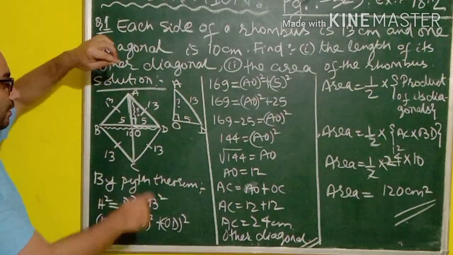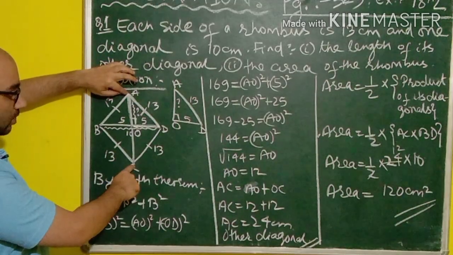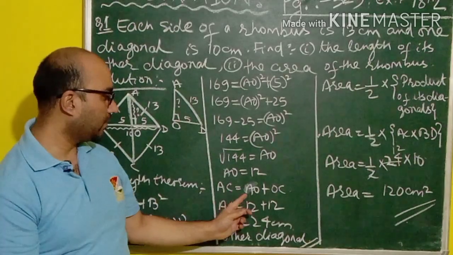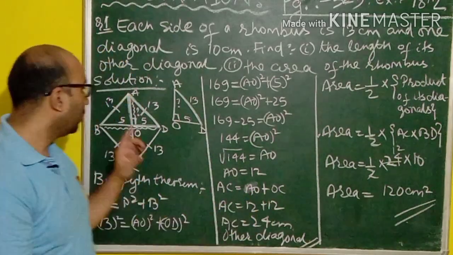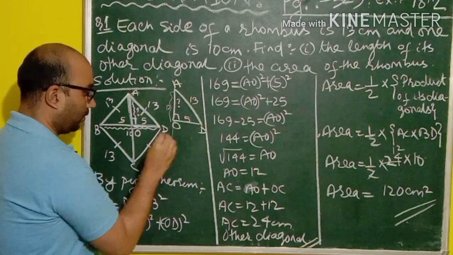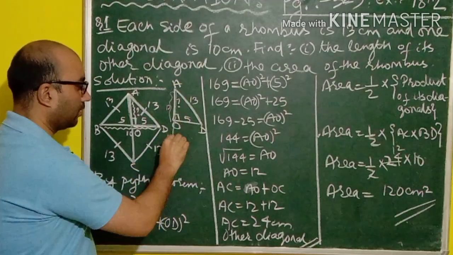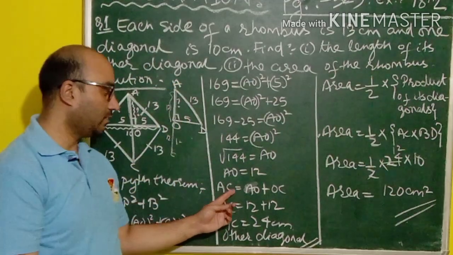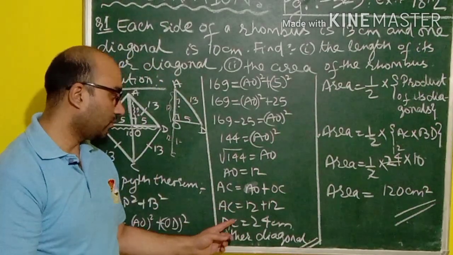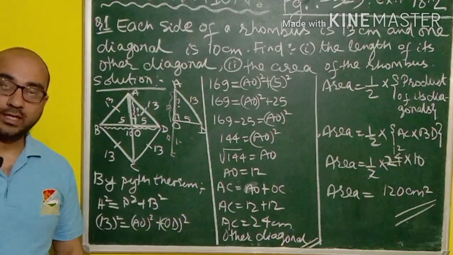Okay, but we need to find the length of the entire diagonal. So AC is the diagonal. What is AC equal to? AC will be equal to AO plus OC. Now if AO is 12, that means the other part, OC, will also become 12. So AC is equal to 12 plus 12, so AC is 24 centimeter. That means the length of the other diagonal is equal to 24 centimeter.